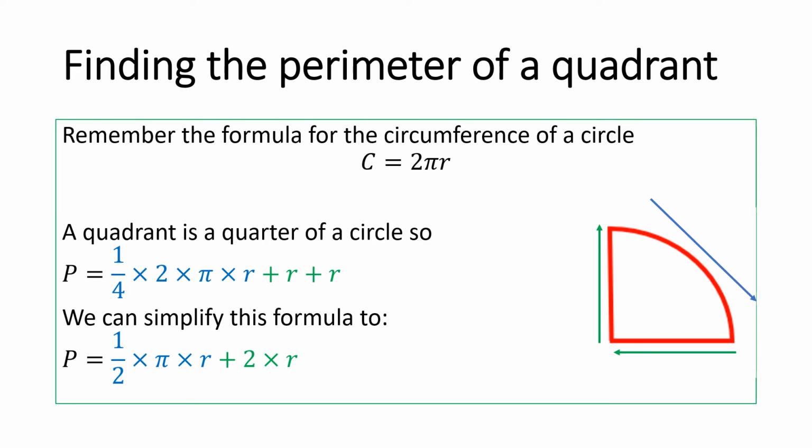And we can simplify that formula to perimeter equals a half times pi times r plus 2 times r. I'll just say that again. Perimeter equals a half times pi times r plus 2 times r.